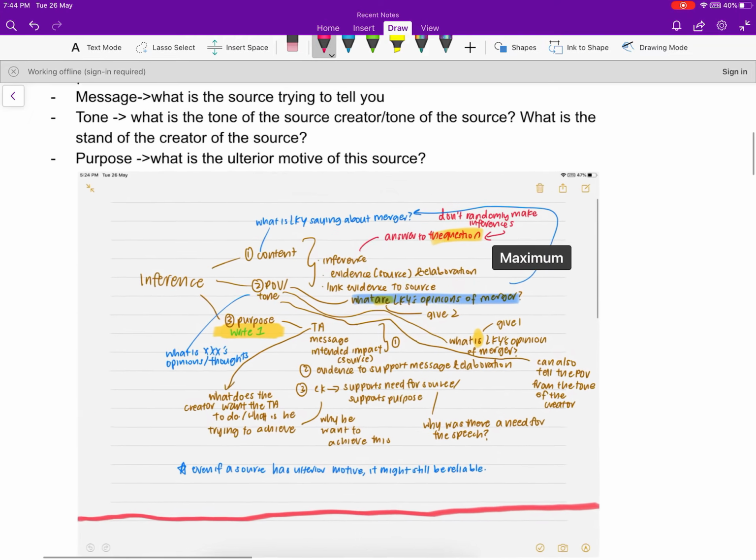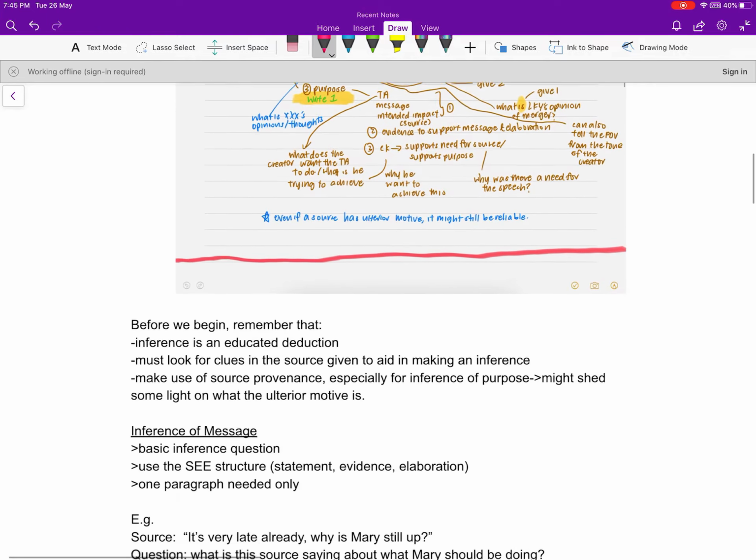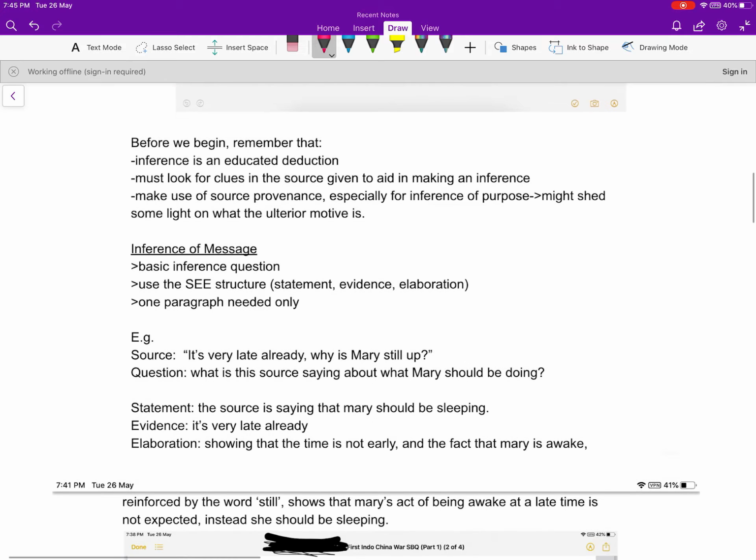So here is a little mind map for you to take a look, and this was what I created last year, so it's not very comprehensive or specific to lower sec per se, because it's more of sec 2 only. Okay, so before we begin, remember that an inference is an educated deduction. So you must look for clues in the source given to aid in making an inference and not just anyhow pluck inferences out of nowhere. And you also have to make use of the source provenance, especially for inference of purpose, because it might shed some light on what the ulterior motive is. For example, if let's say a speech is given at a political rally, there might be an ulterior motive.